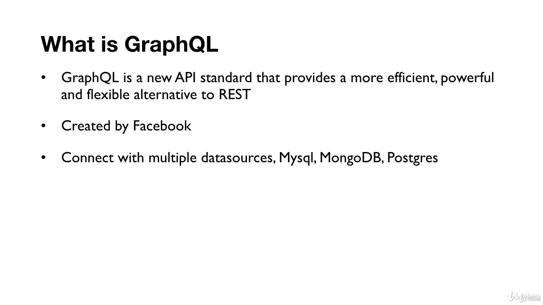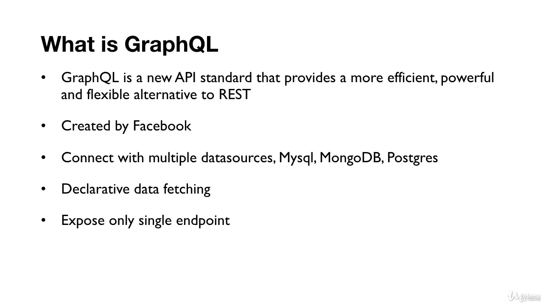GraphQL is not a database language. GraphQL allows you to connect multiple data sources. GraphQL doesn't care about the database. It provides declarative data fetching. What is declarative data fetching? I'll talk more about it in the next slide, but it means the client can access only the desired properties or desired data. GraphQL allows the client to fetch the declarative data. It exposes only a single endpoint. If you are working with GraphQL, you will have only a single endpoint.